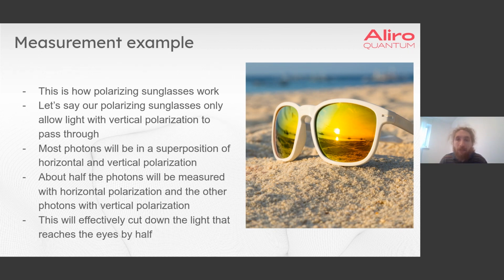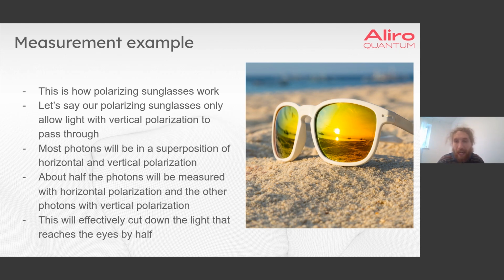Another nice property of photonic qubits, and particularly polarization encoded photonic qubits, is that we can actually see their quantum properties without use of expensive equipment. For example, through the use of polarized sunglasses. Let's say we have polarized sunglasses that only allow photons measured with vertical polarization to pass through them, and will block photons with horizontal polarization from passing through them.